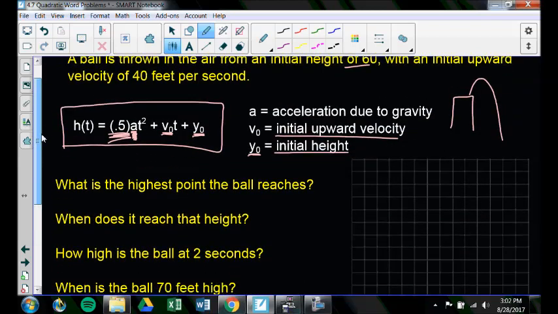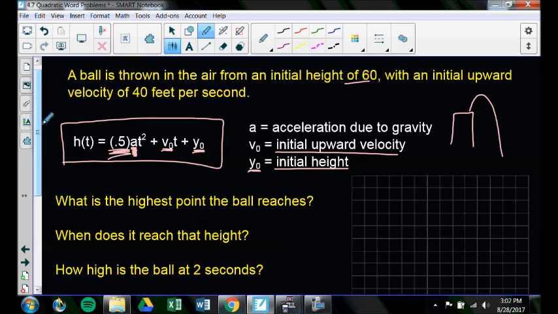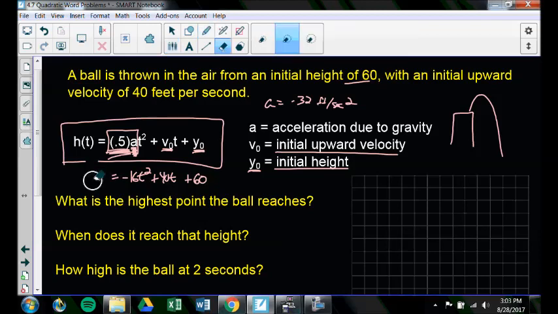Well, sorry, before we can actually solve this, we've got to plug stuff in. If the initial height was 60, we have a plus 60 here. If the initial upward velocity was 40, we have a plus 40t here. And I haven't really said this anywhere, but this 0.5a, well, a is going to be negative 32 feet per second squared. Cut that in half and you get negative 16. Here's our equation.